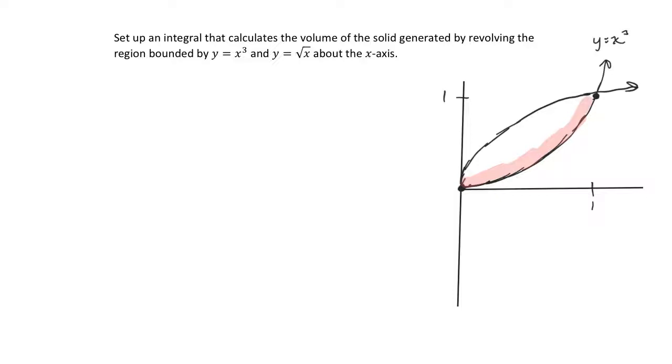The cube function does extend to the left of the y-axis. The square root function does not. Okay, so we will take a rectangle. We're going to revolve it about the x-axis. Because these are already in terms of x, x cubed and the square root of x, I'm going to keep them in terms of x, which means when I draw a rectangle, I'm going to draw one that is skinny in the x direction. So tall and skinny.